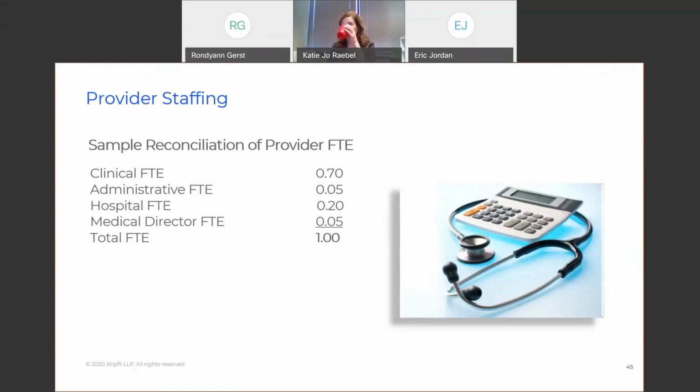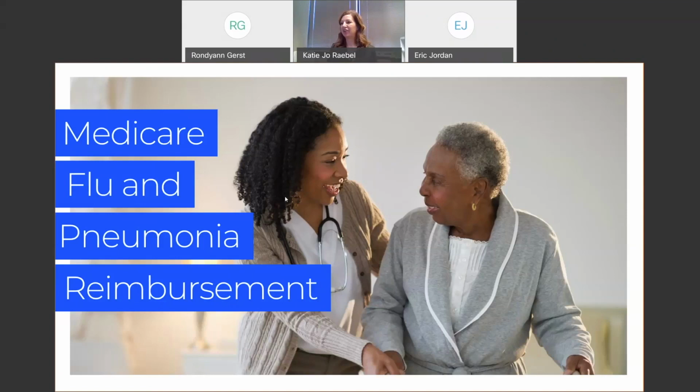Ron Deanne, any more questions so far? Nope, not at this time. Okay, we're cruising. 15 minutes, we got a lot to cover still.